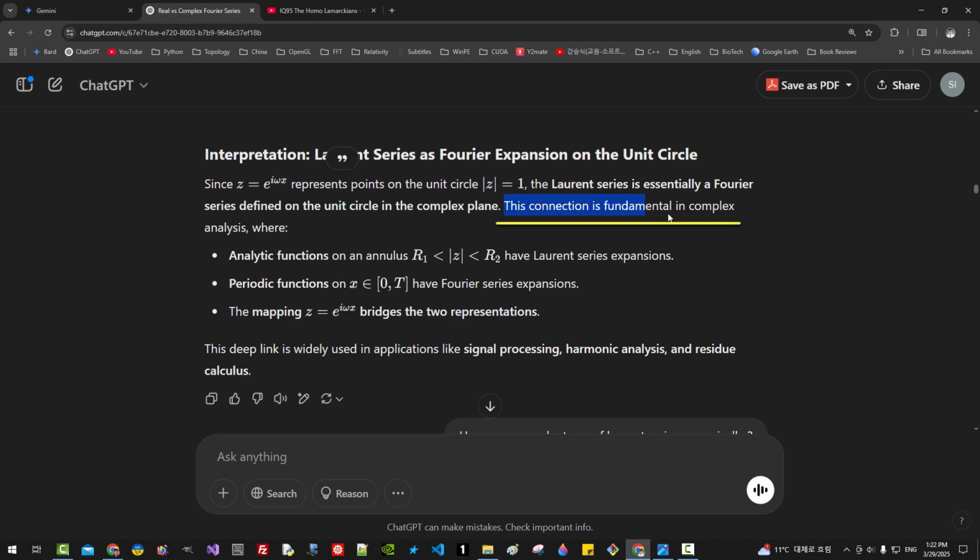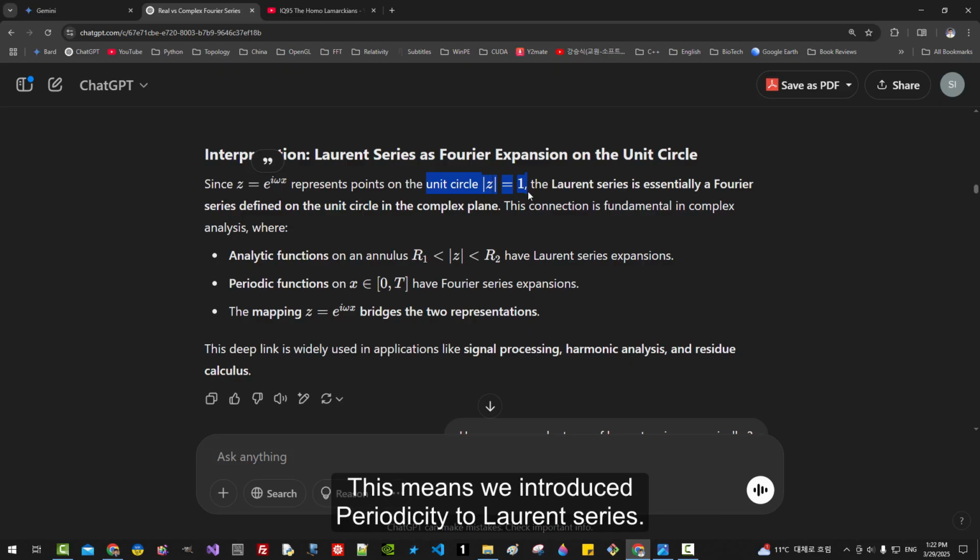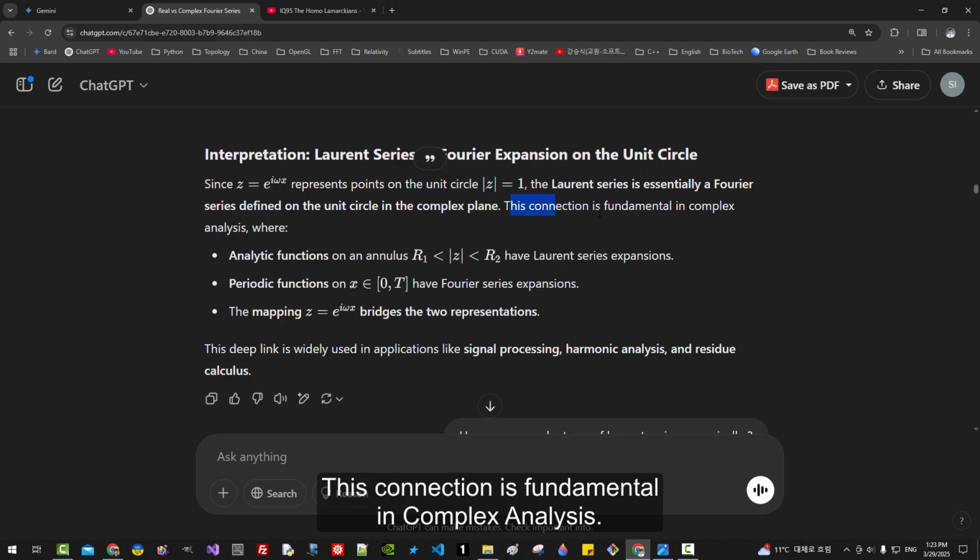This connection is fundamental in complex analysis. Now, let's think about this part once again. The unit circle or roots of unity are periodic. This means we introduce periodicity to the Laurent series. This connection is fundamental in complex analysis.